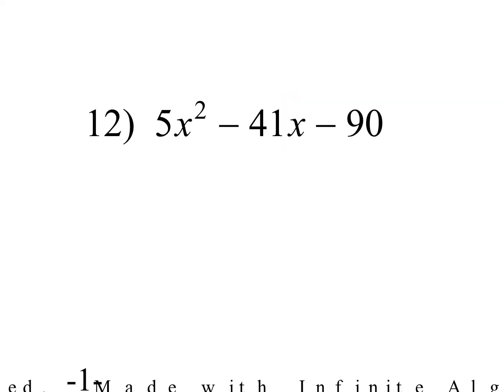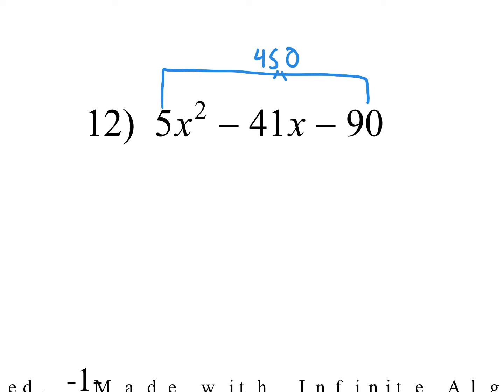Stefano, what should I do first? Do I have a greatest common factor with 5, 41, and 90? No. So if I don't have a greatest common factor that I take out, what should I do? Awesome. Multiply the first and the last. So 5 times 90 would be 450.